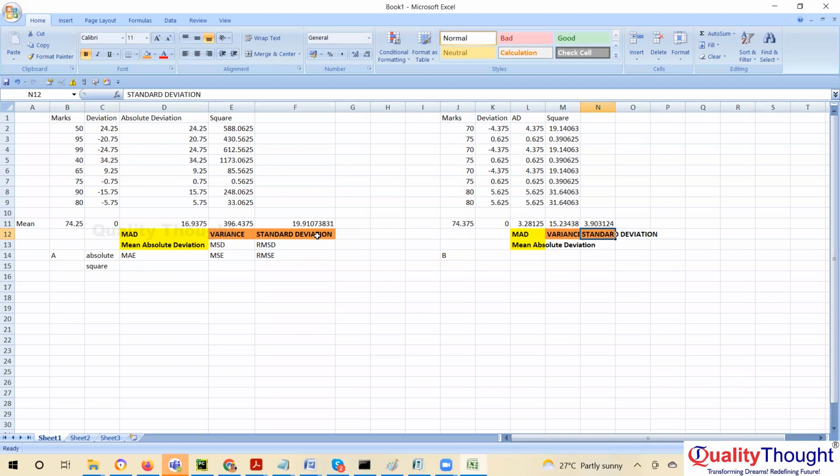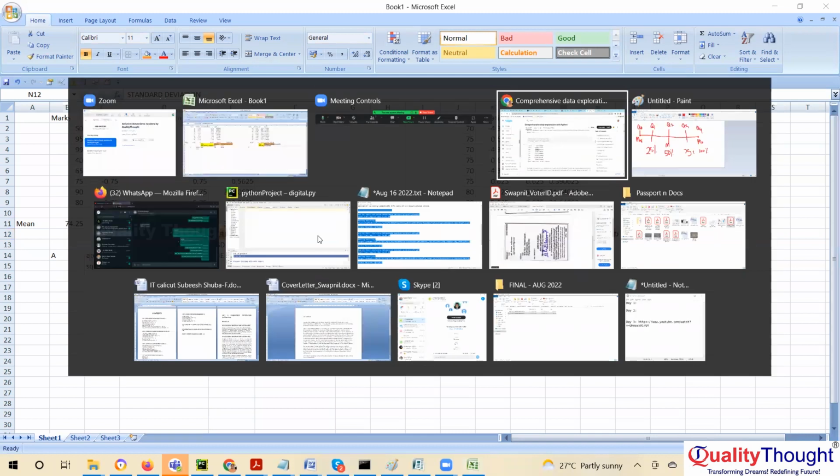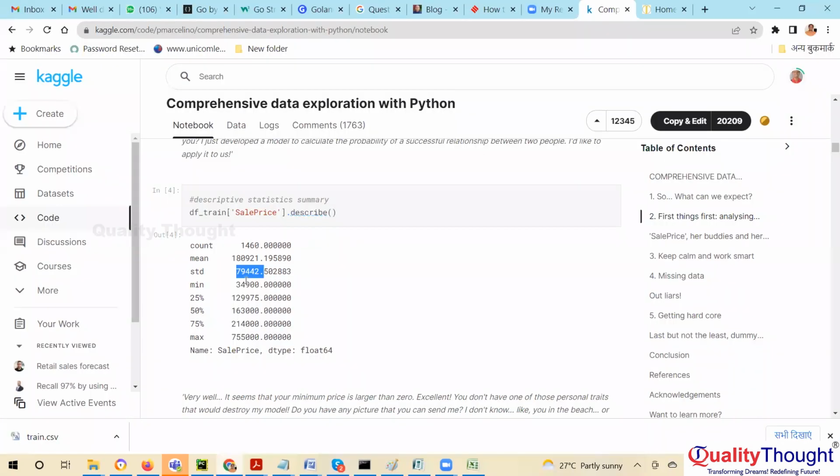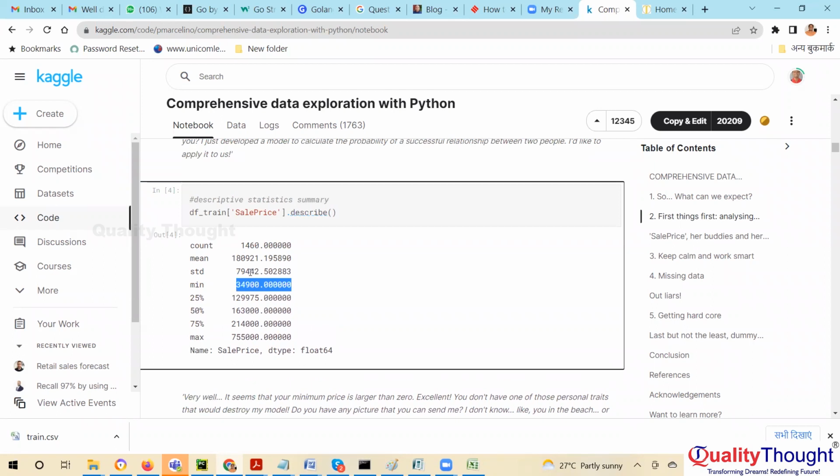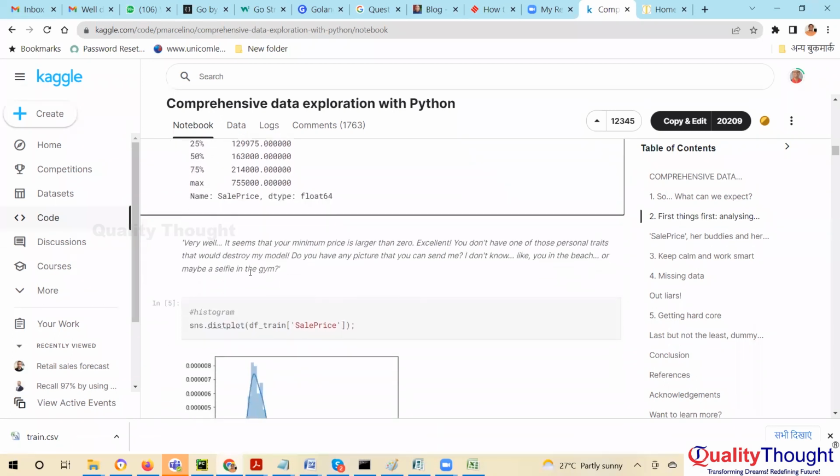Okay, coming back to our example, we are doing this on the browser. This is the standard deviation, 79442. This tells you how much variance and deviation there is within the data. You don't have to calculate it; you can directly say dot describe, and you get all the answers. Perfect? Okay.